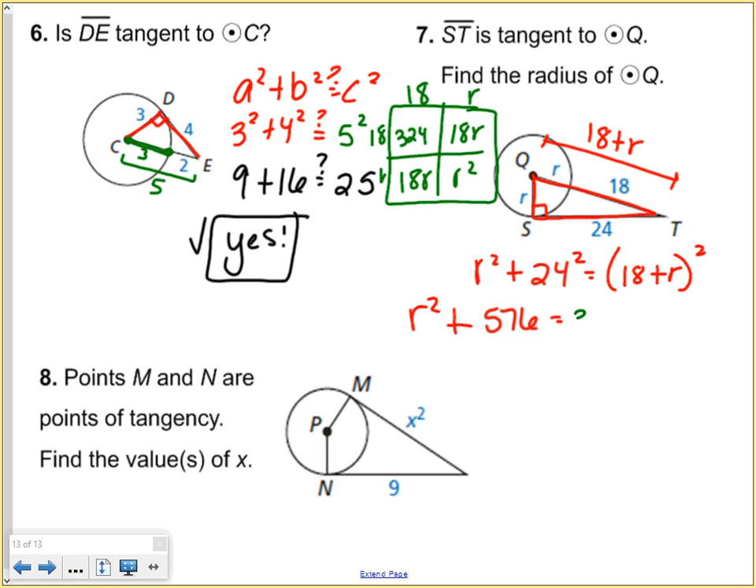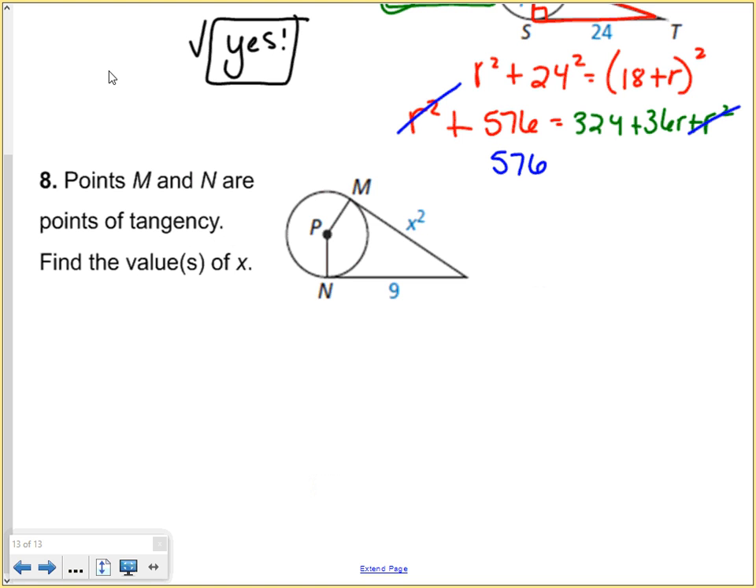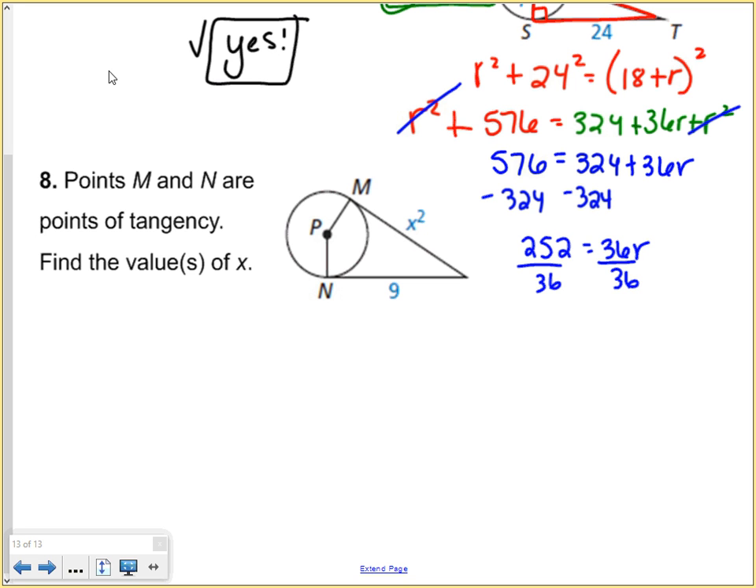All right, so we got 324 plus, what's 18r plus 18r? 36r, somebody so quietly whispered, plus r squared. What cancels here again? The r squareds cancel, and we get 576, let me bring it up for those of you that can't see, equals 324 plus 36r. Even though it's big numbers, it's just a two-step equation. Minus 324 we get 252 equals 36r. Divide by 36. I'll go back. R equals 7.